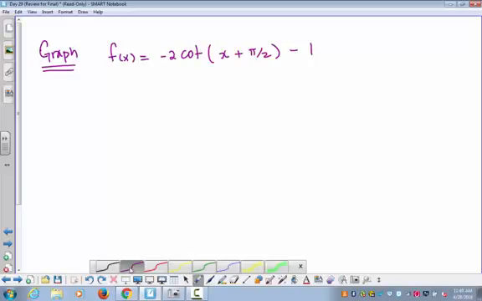Tangent is the one oddball. Tangent is where the phase shift is the beginning. Oh, yeah, excuse me, whereas the middle. Tangent is where the phase shift is the middle. Cotangent, you do it just like the others.